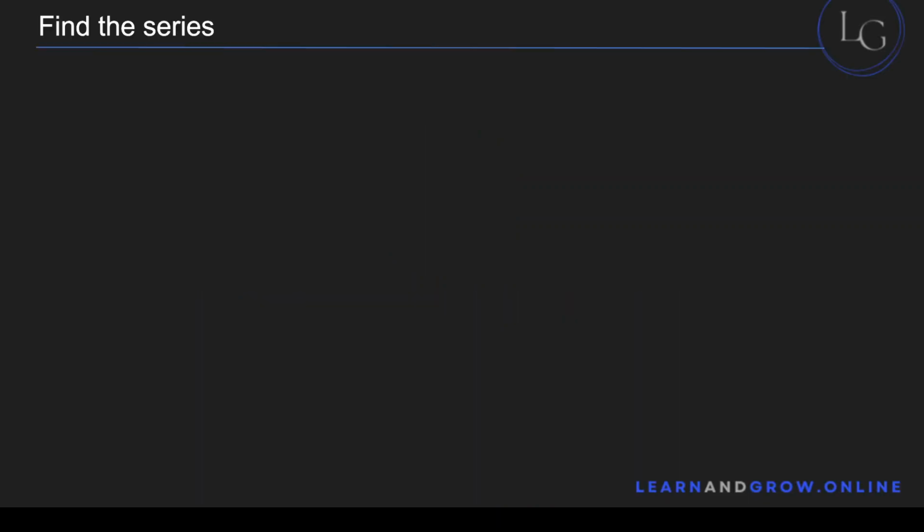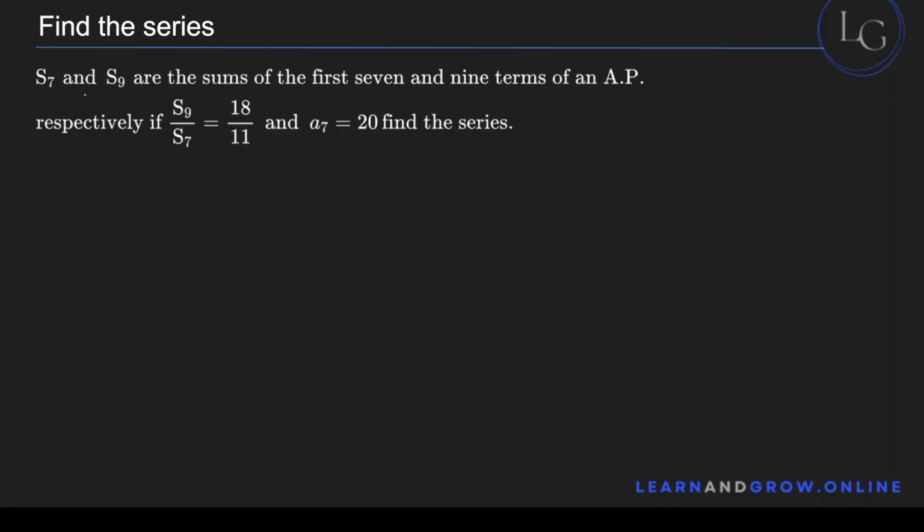Now, we have to find the series. The given question is that S7, so the sum of the first 7 terms, and S9, so the sum of the first 9 terms, are given like this. Basically, this equation is given. So S9 over S7 is equal to 18 over 11. And a7 is equal to 20. So the 7th term is 20. And we have to find the series.